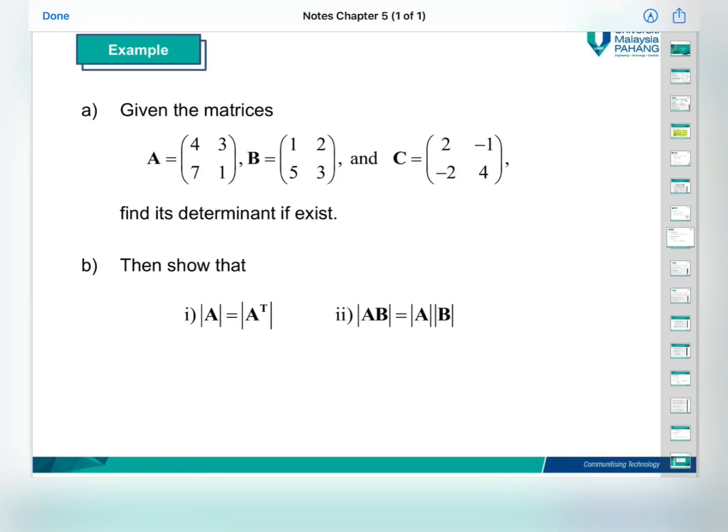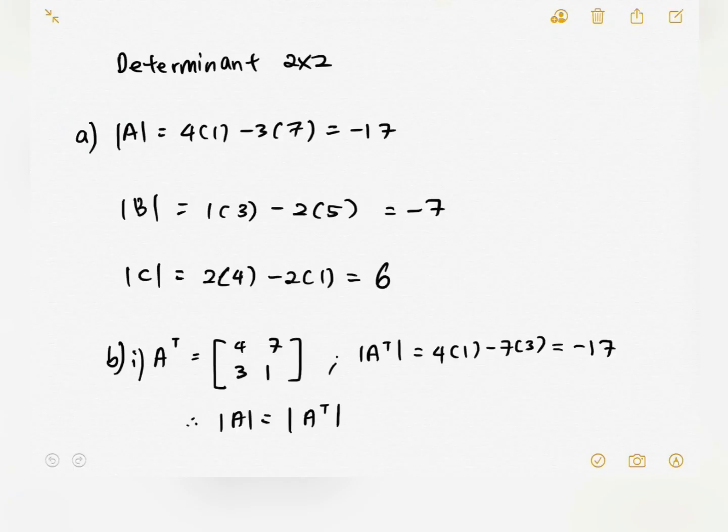Given the matrices A, B, C, find its determinant if it exists. So this is the answer for the previous example, the value of each determinant A, B, and C. You can do it first, and remember it is AD minus BC. So for A we have negative 17, for B we have negative 7, and for C we have 6.